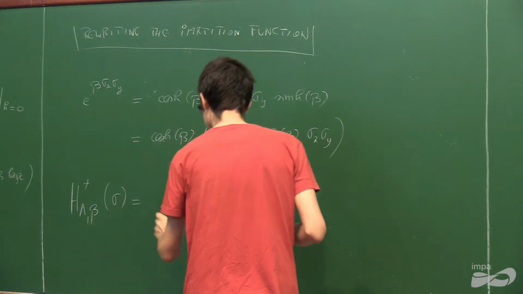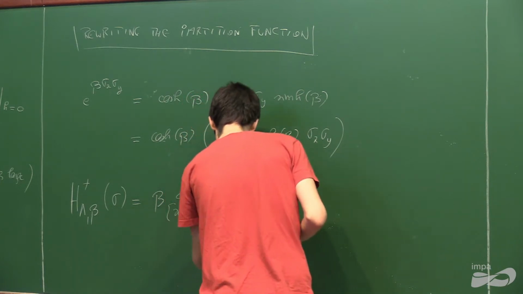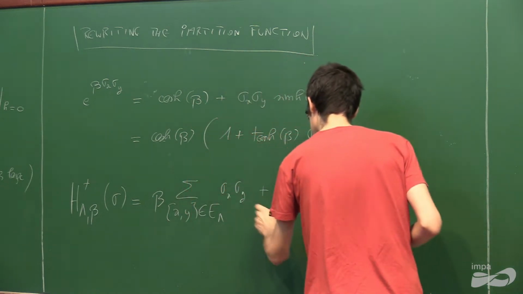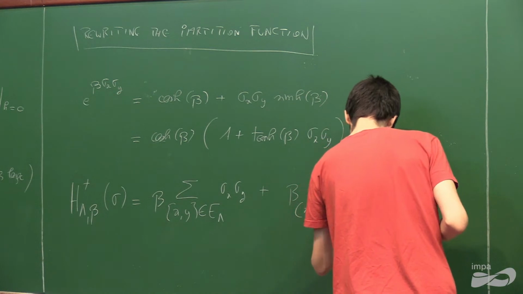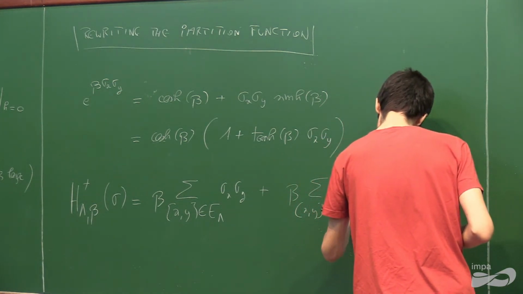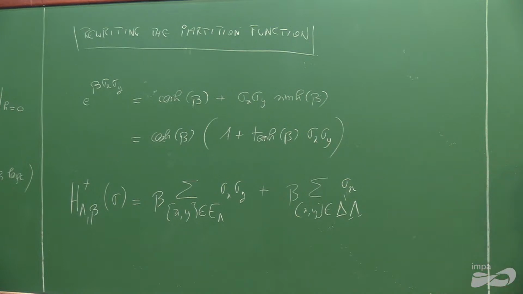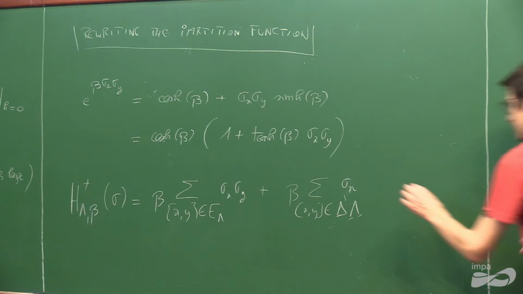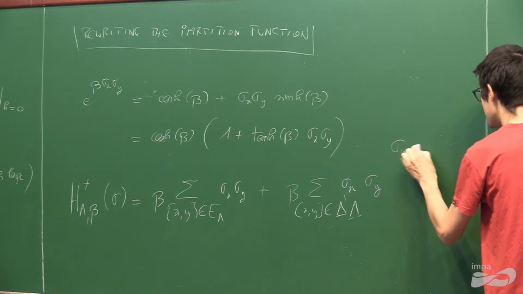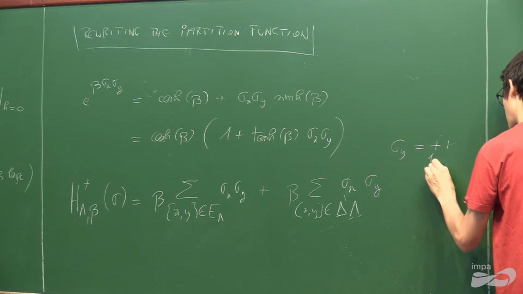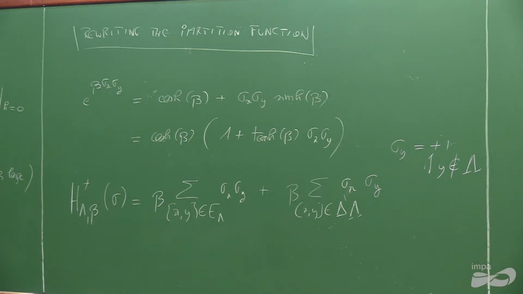this Hamiltonian, it's just beta times the sum over xy in E lambda of sigma x, sigma y, plus the boundary term, which is the sum over xy in delta lambda of sigma x times sigma y, and we are going to take the convention that sigma y is equal to plus 1 if y does not belong to lambda. Okay, just to make things easier to write.